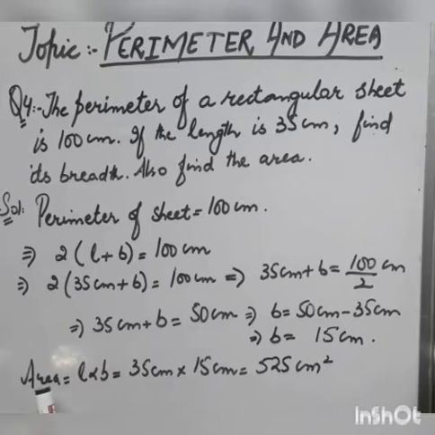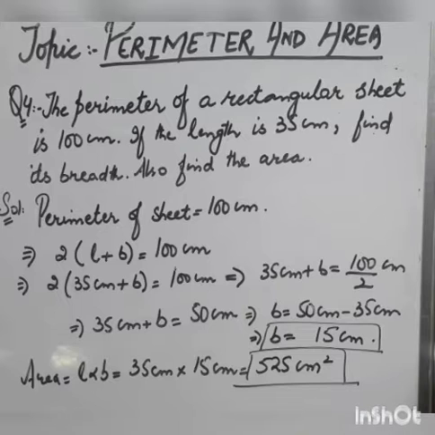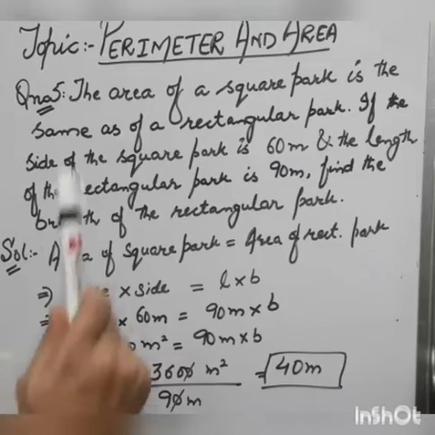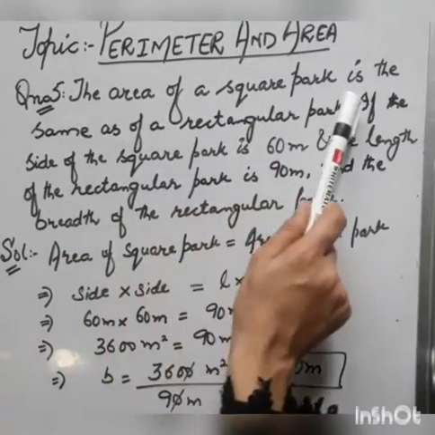Also we know that area is equal to length into breadth. So length is 35 centimeter and breadth is 15 centimeter, and 35 multiplied by 15 is 525, and centimeter into centimeter is centimeter square. So this breadth is equal to 15 centimeter and area is equal to 525 centimeter square. So this is the answer. Clear?